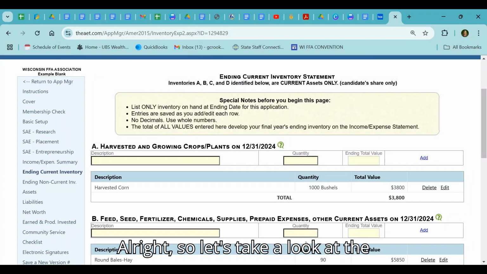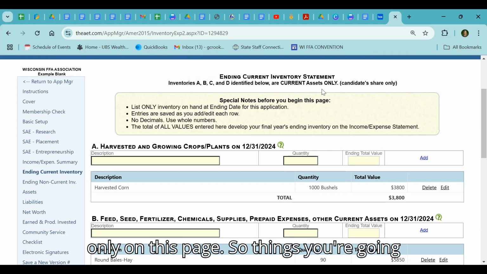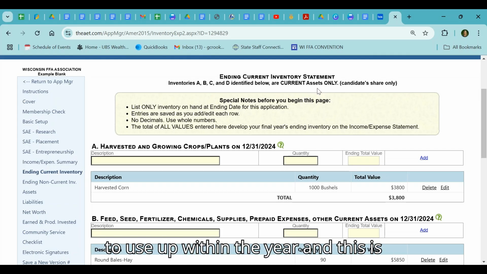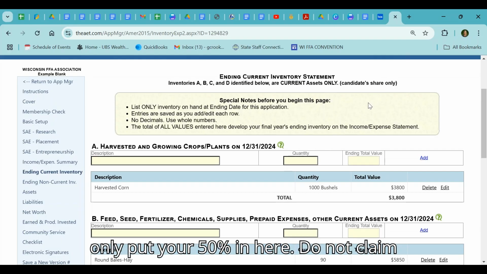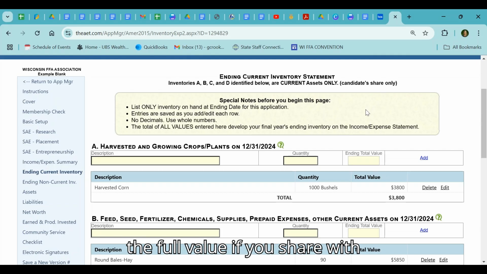All right, so let's take a look at the application now. And this is the ending current inventory page. The inventories in section A, B, C, and D are your current assets only on this page, so things you're going to use up within the year. And this is only the candidate's share in those items. So if you have a partnership and you only own 50%, then only put your 50% in here. Do not claim the full value if you share with someone else.